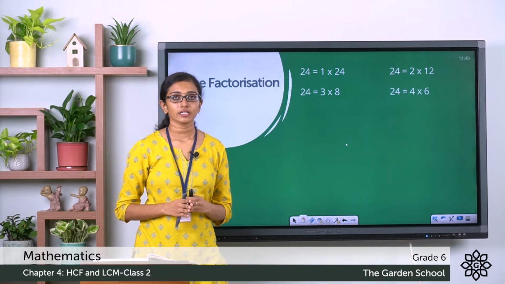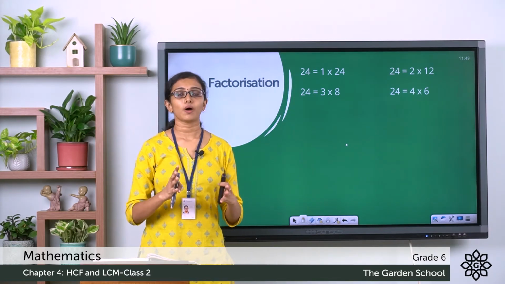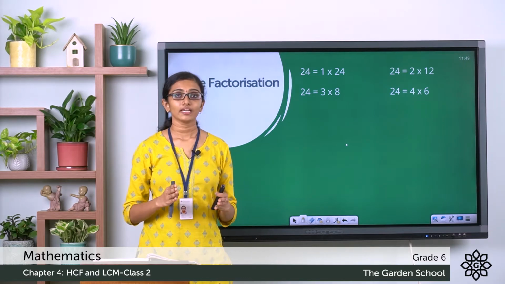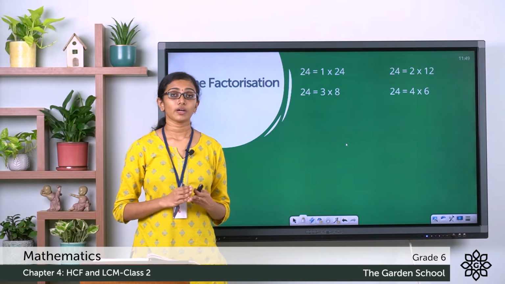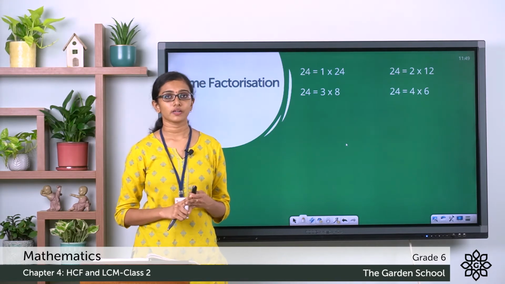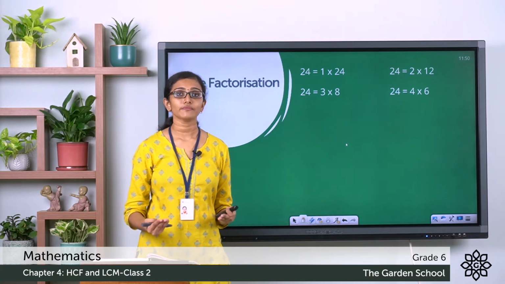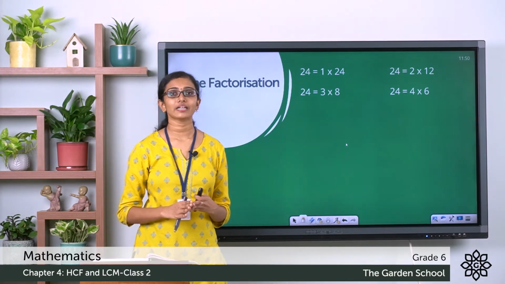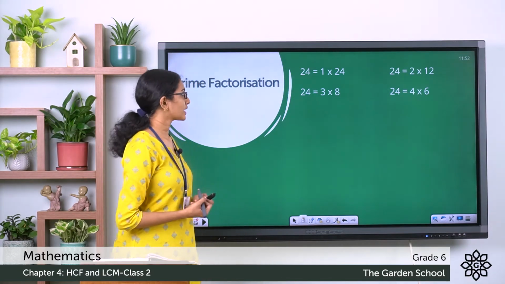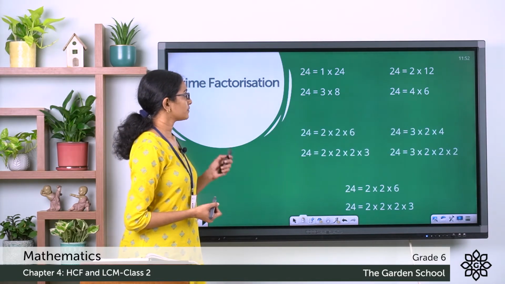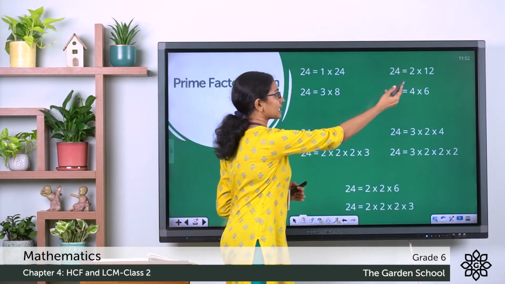So, keep in mind, when you are prime factorizing a number, you don't consider 1. Why? Because 1 is neither prime nor composite. 1 has got only one factor, that is 1 itself. So, when you perform the prime factorization of a number, you don't consider the factor 1. So, let's see how we can prime factorize 24. If 1 need not be considered as a prime factor, then let's consider the other factors.